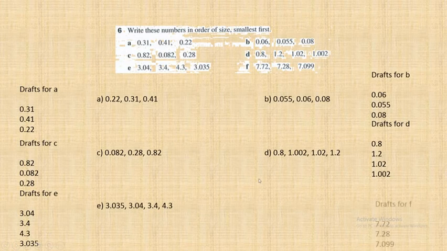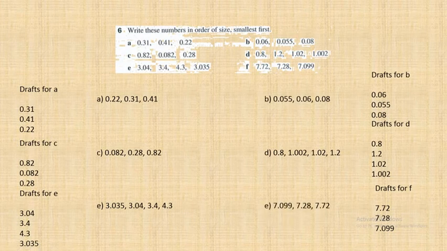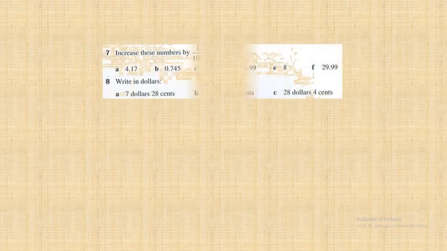Okay, question number F. It's going to be 7.72, 7.28, and 7.099. So I will start to look at the numbers from the units, 7, 7, 7, and then go next door, 7, 2, 0. Oh, so it's very easy here. 7.099 is the smallest one. After that, 7.28. And then at the end, it's going to be 7.72. Okay, let's go to question number 7.